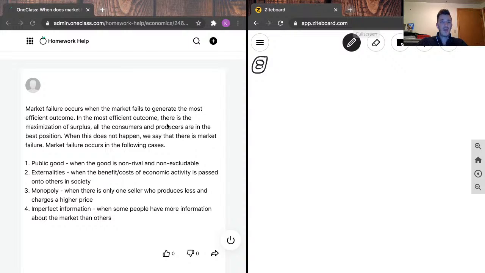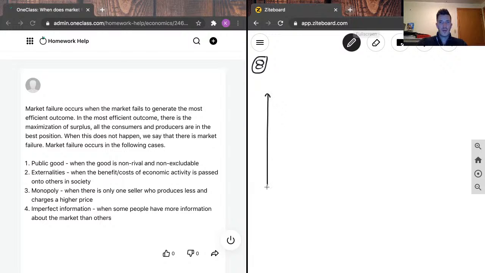1. Public good, when the good is non-rival and non-excludable. 2. Externalities, when the costs or benefits of economic activity are passed on to others in society. 3. Monopoly, when there's only one seller who produces less and charges a higher price. And 4. Imperfect information, when some people have more information about the market than others.